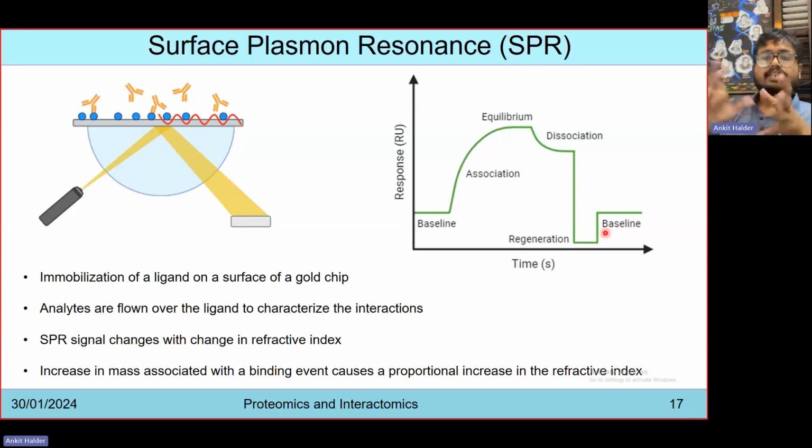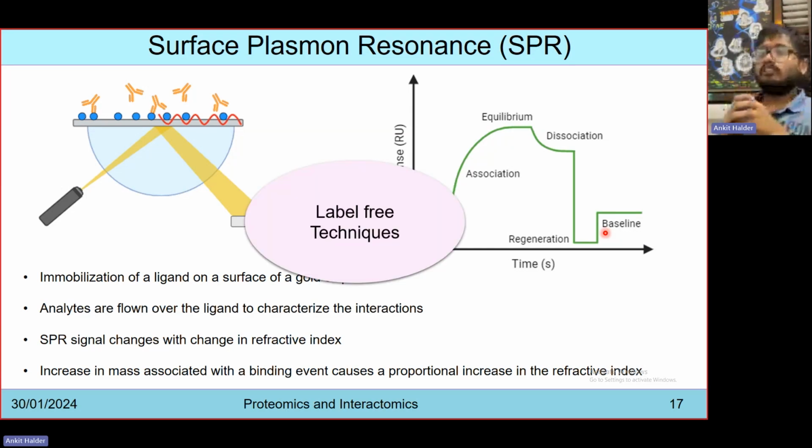So this gives us the association rate, the dissociation rate, and the KD, and this helps in an excellent way to understand the interaction between protein and drug, protein to protein, and in all these applications we can get an excellent view. So this is a label free technique where we are not making use of any labels.